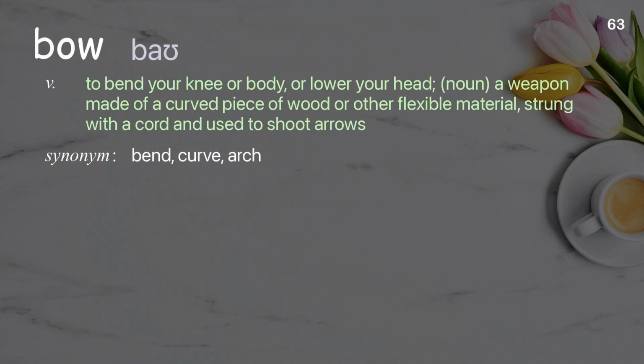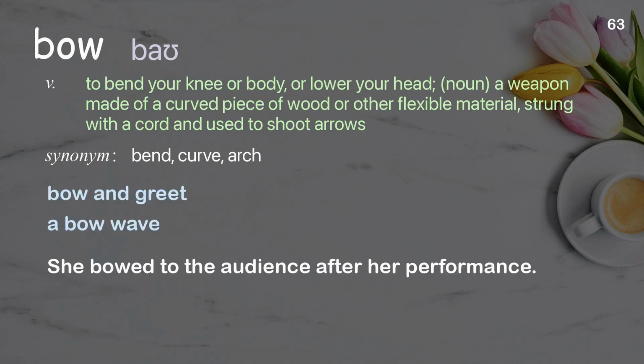Bow. To bend your knee or body, or lower your head. Noun, a weapon made of a curved piece of wood or other flexible material, strung with a cord and used to shoot arrows. Examples: Bow and greet, a bow wave. She bowed to the audience after her performance.